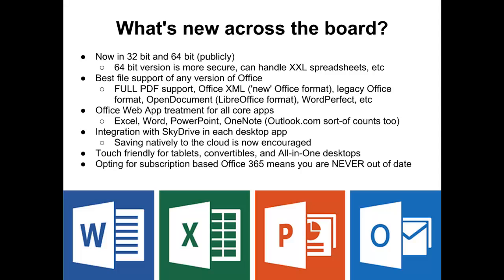Okay, we're going to keep moving here. What's new across the board? So just in general about the new version of Office, some of the things are a little more technical than others, but I do want to mention them. Before, you weren't able to install native 64-bit functionality of Office. Now you can. It's pretty much geek speak for a more secure version of Office. You can do super extra large spreadsheets. It's pretty much the power users' version of Office.